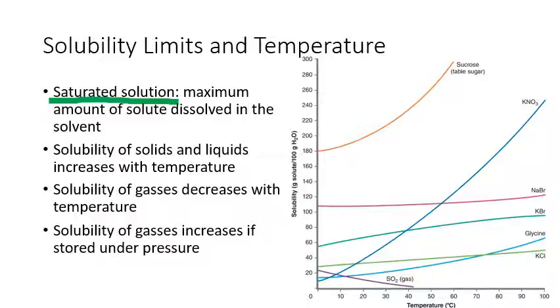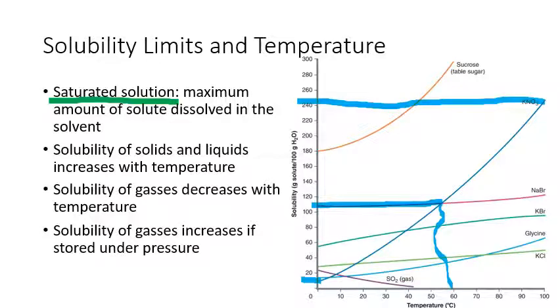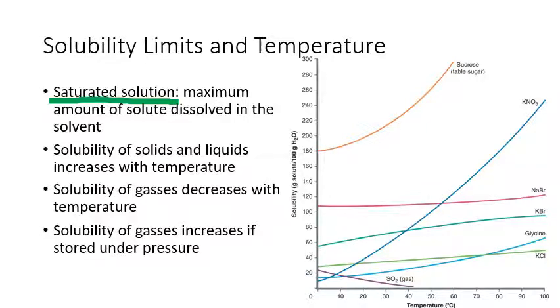With KNO3 at 100 degrees, you can put 240 grams of KNO3, but down at 0 degrees, you can only put 10 grams of KNO3. And if you're at 60, then you could do about 100. So depending on what temperature you're at, the solubility will change. Most of the time, solubility increases with temperature, but every once in a while, you'll see it doesn't. Gases are the key exception to this. Generally, solubility of solids and liquids increases with temperature, but the solubility of gases decreases. And you can see that here with the SO2.